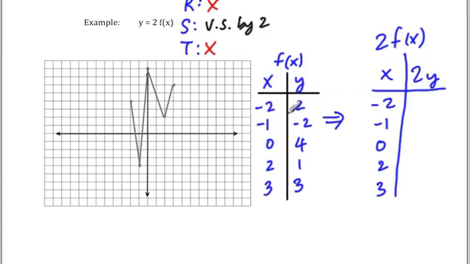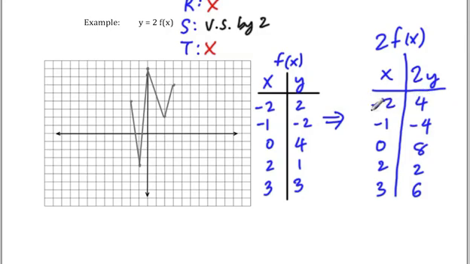However, all the y's get multiplied by 2. So this becomes 2 times 2, which is 4. -2 times 2 is -4. This becomes 8. This becomes 2. And this becomes 6. Now what we have to do is just plot these coordinates.